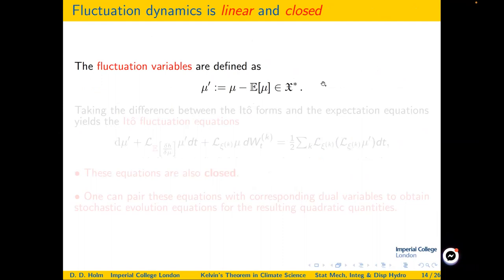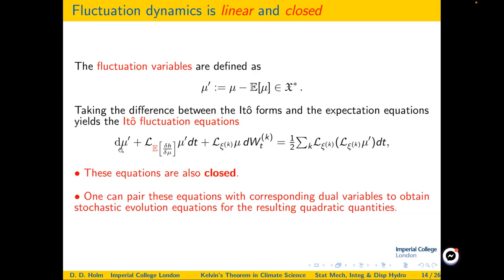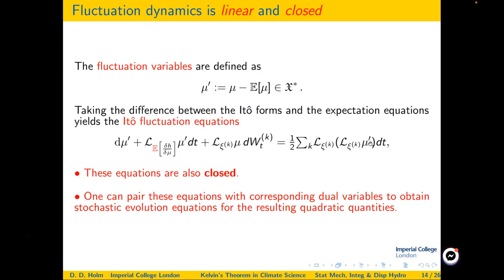Fluctuation variables are defined this way. If you take the difference between the Ito forms for salt and for LA salt, we get the Ito fluctuation equations. These equations are closed, right? So mu prime is the fluctuation. This is an expectation. This is a constant, mu times the Brownian motion. And there's mu prime. So these are closed.